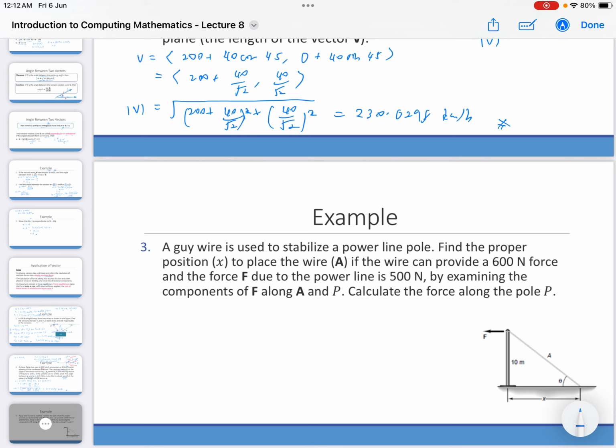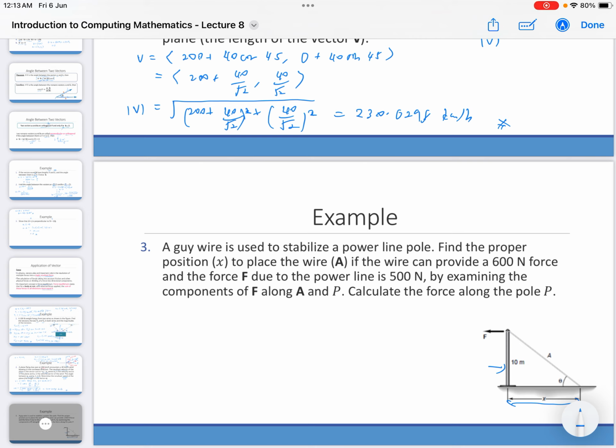Okay, let's look at one last example. A guide wire is used to stabilize a power line pole. We have this one power line pole, and the height of the pole is 10 meters. Find the proper position x. So we want the value of x here.